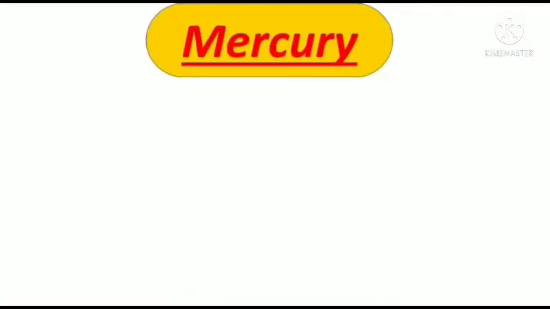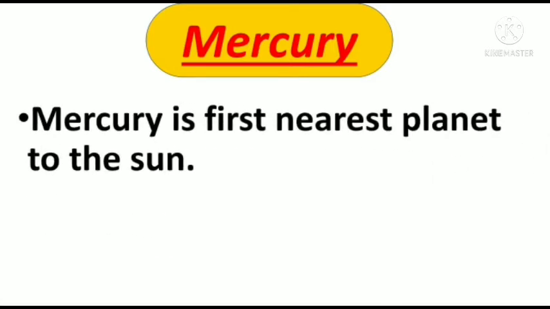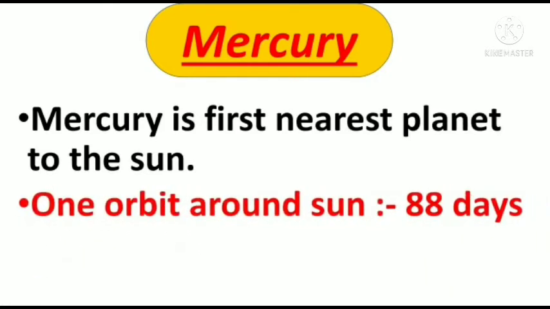Okay, the first one is Mercury. Now, Mercury is the nearest planet to the sun. If we count, it stands at number 1. And how much time does it take? Mainly we say one orbit around the sun takes 88 days. Mercury takes 88 days to revolve around the sun.